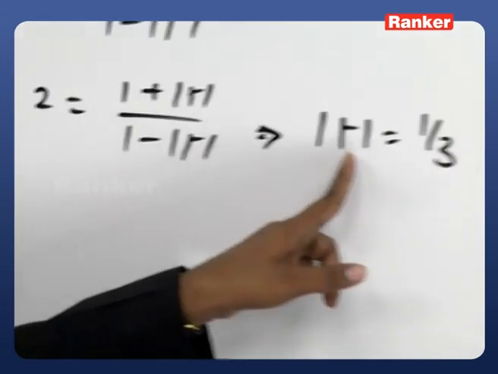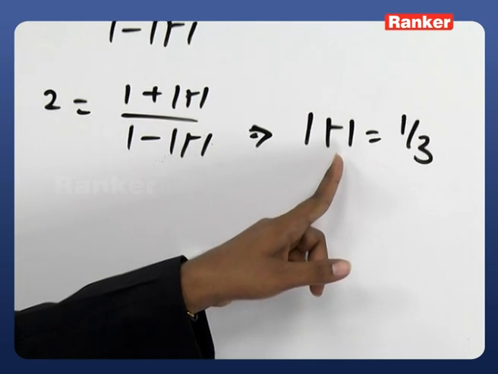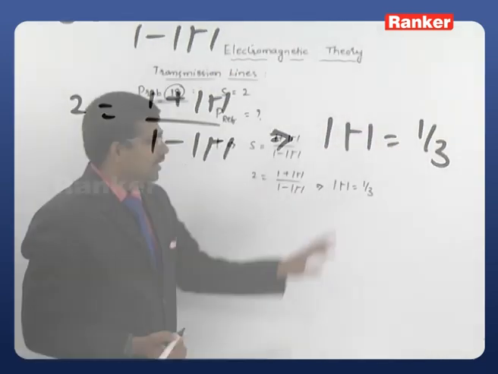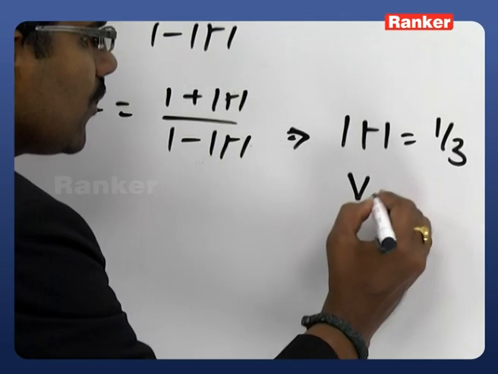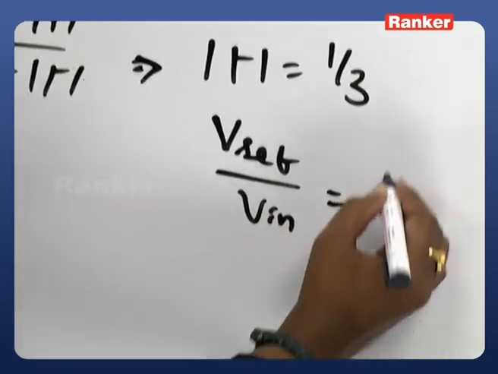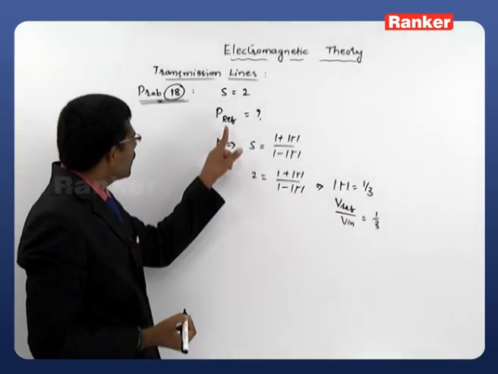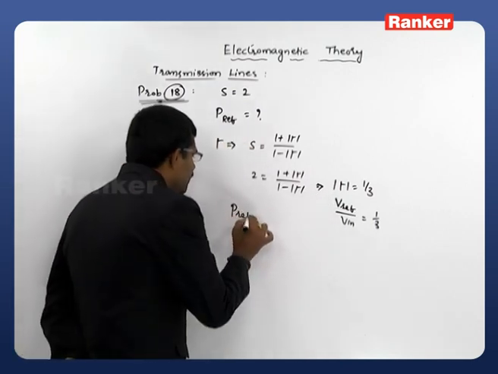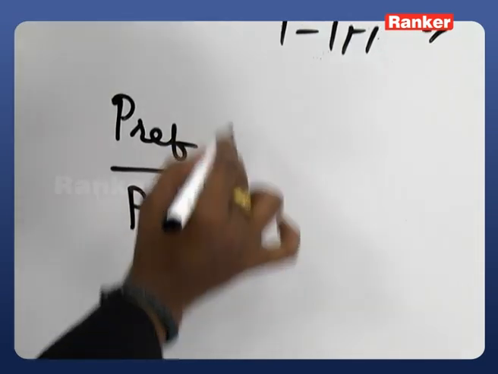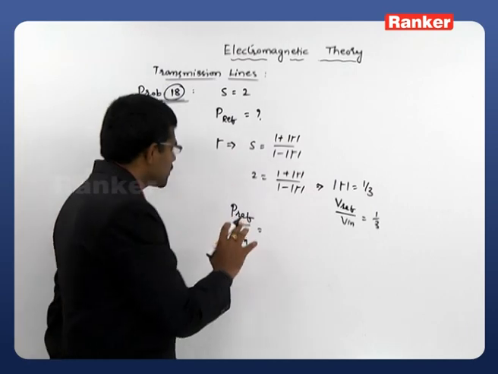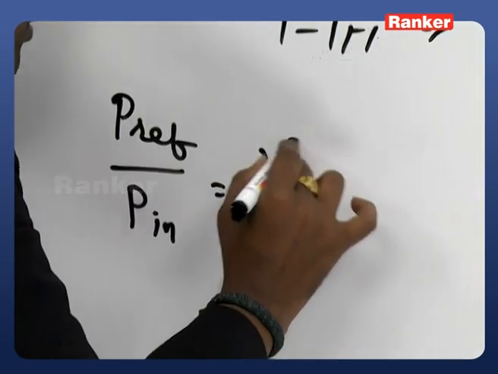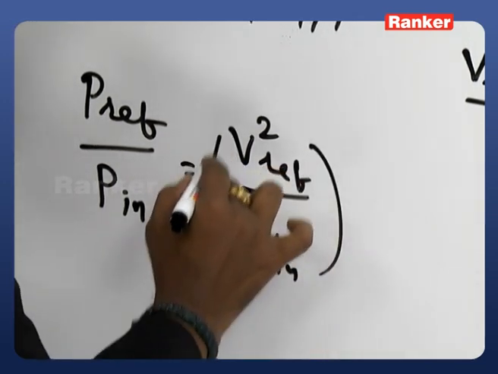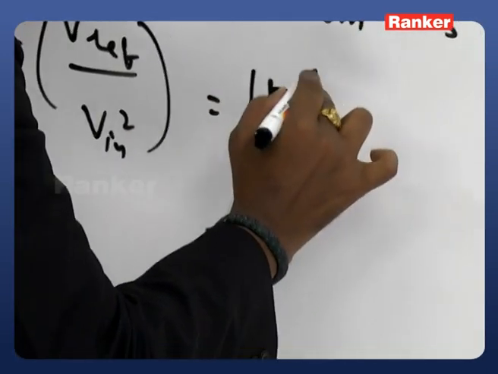What is gamma here? It is the voltage reflection coefficient. The voltage reflection coefficient is 1 by 3. So this 1 by 3 equals V reflected divided by V incident. But what we require is P reflected, not V reflected. So what is the relation between P reflected and V reflected? P reflected by P incident equals, directly writing the equation and ignoring the constants, V reflected squared divided by V incident squared, which equals magnitude of gamma squared.